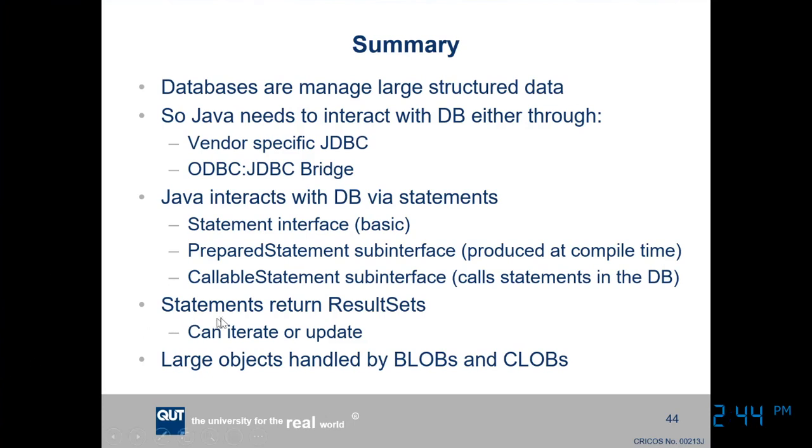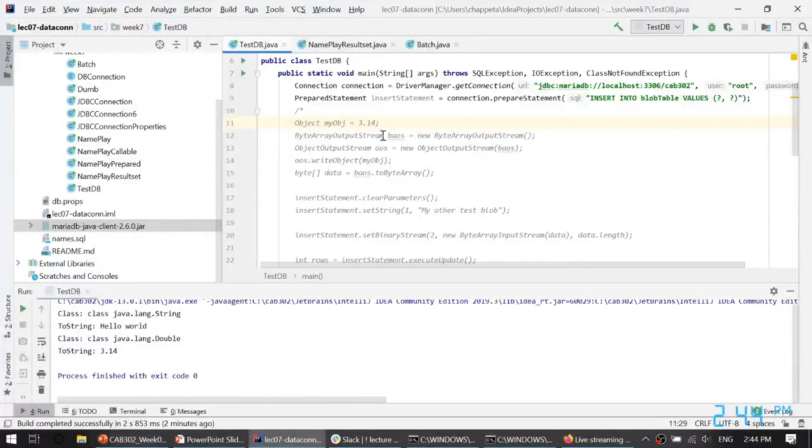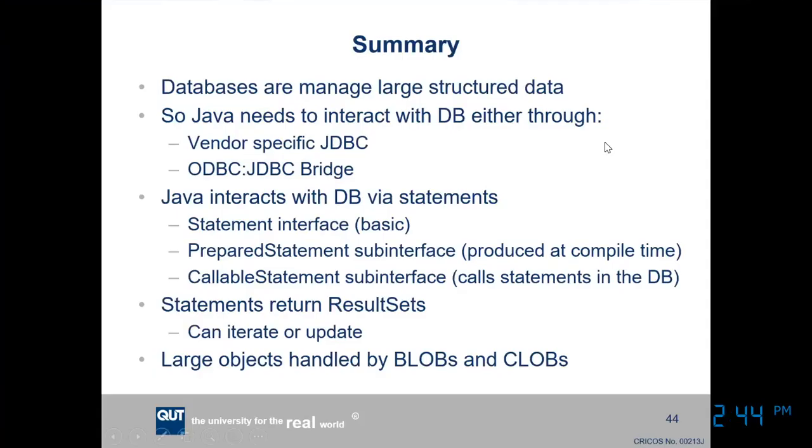Statements return result sets, and you can iterate or update those. If you have it set so that you can update that result set, then what happens is that will actually change the underlying database, so be careful of that. But that can be a convenient tool for quickly updating results. For example, if you say have a JTable that points at a result set, you can actually set that JTable so that editing the cells of it updates the result set and therefore updates the underlying database.